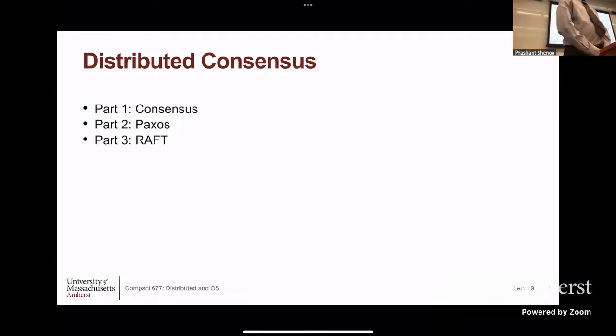We have put out lab number 3. It's due in early May. I think May 3rd is when it's due. The lab has an extra credit part in it, which is completely optional.